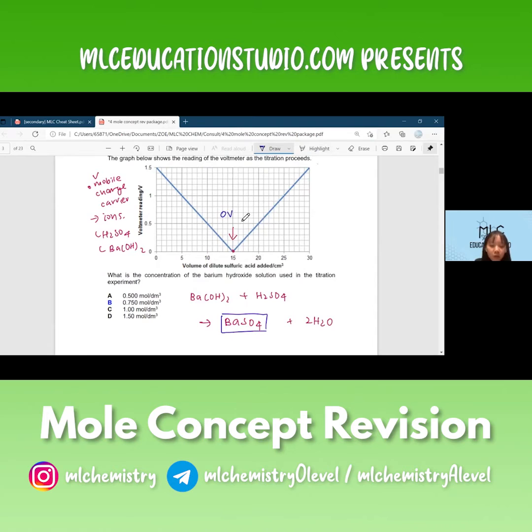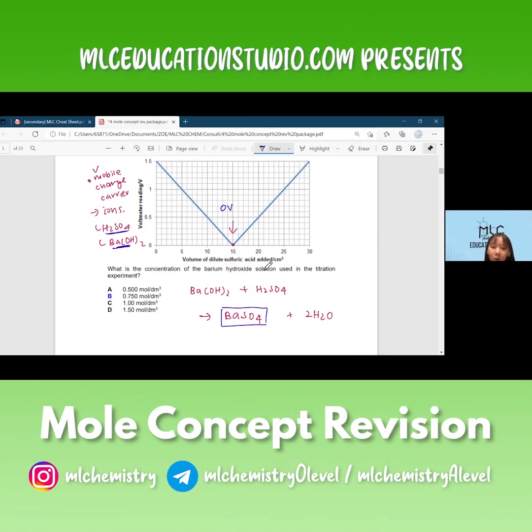So at voltage equals 0, I only have barium sulfate present. I don't have excess base or acid. So the ions are from the base and acid because they can ionize to form ions. This is the definition of acid and alkali. So when you have the exact same number of moles, there is no excess, and barium sulfate is the insoluble precipitate. Therefore, I don't have ions at that point of time. I don't have ions, therefore it's 0 voltage.